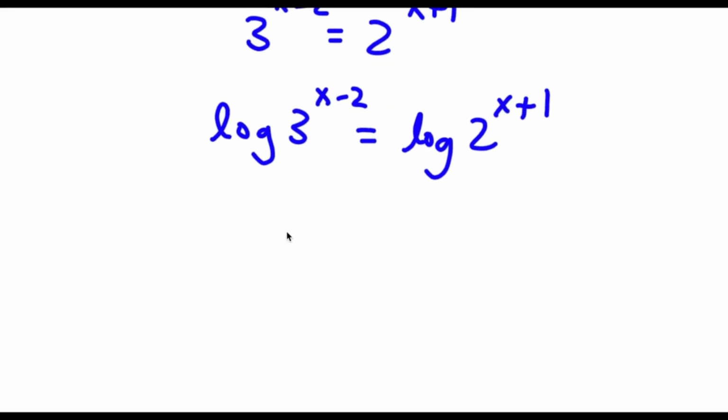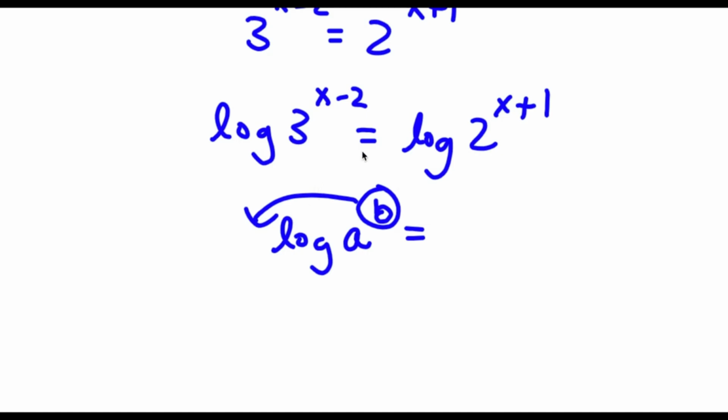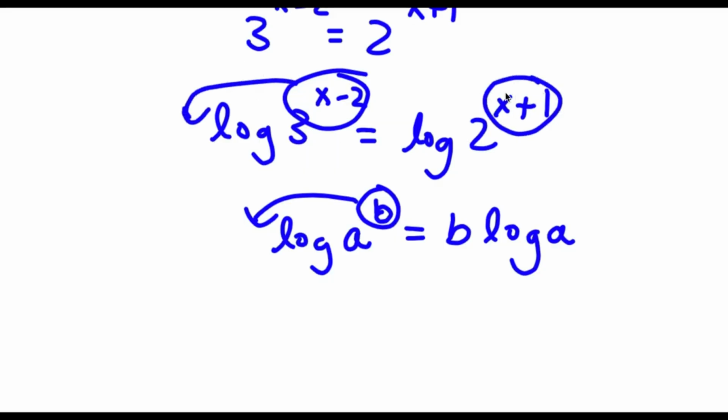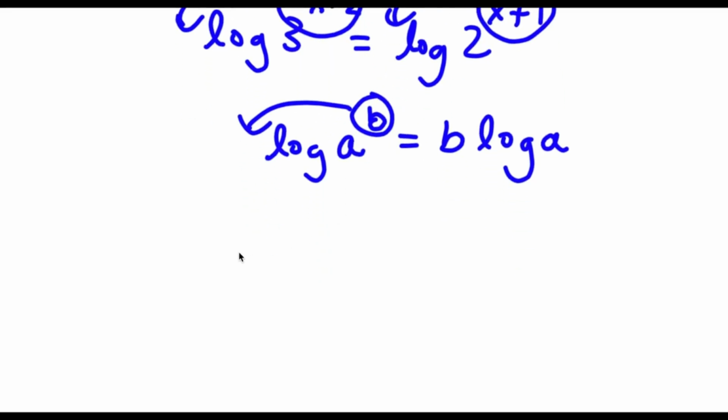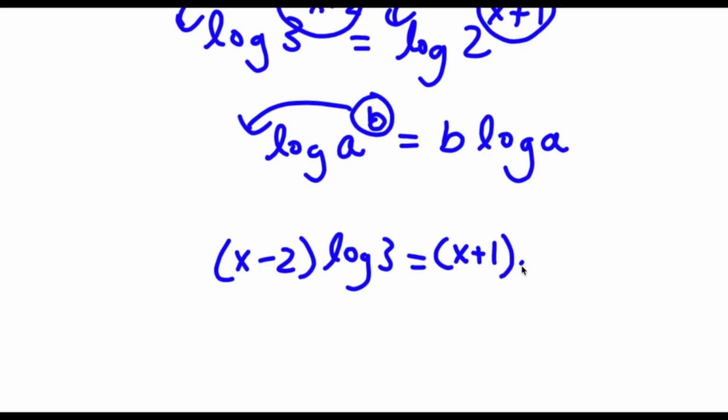Now, if I have something in the form log a to the power of b, I can simply move this exponent b to the front of the logarithm. So this is going to equal b times log a. So in this case, I can move both x minus 2 to the front as well as x plus 1 to the front. So now I have (x minus 2) times log 3 is equal to (x plus 1) times log 2.